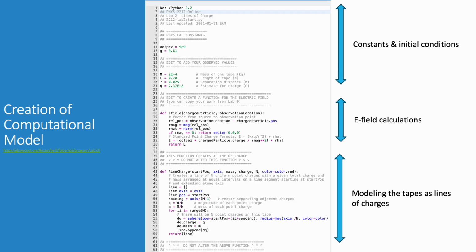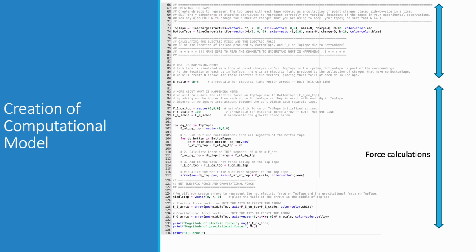Then I created my computational model. First, I started off with my constants and my initial conditions: the gravity, the mass of the tape, the length, the distance between them, and the estimate for the charge, which I calculated previously. Then I had the E-field calculations, or the setup to calculate the E-field, which I took from my Lab 1 code, and then the modeling of the tapes as lines of charges. This was continued in this next part. And then finally, the calculations of all the forces by integrating everything together. We solved for the net electric force and gravitational force, and that was it.